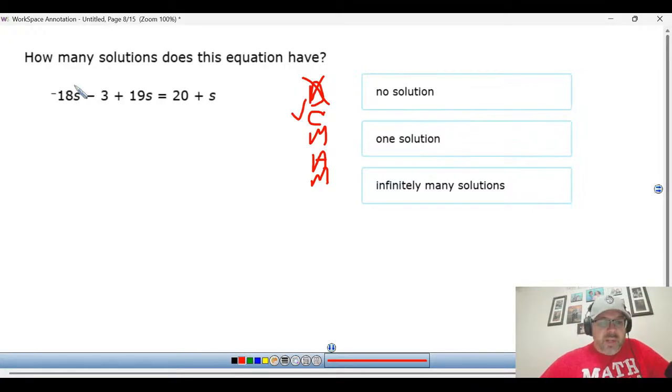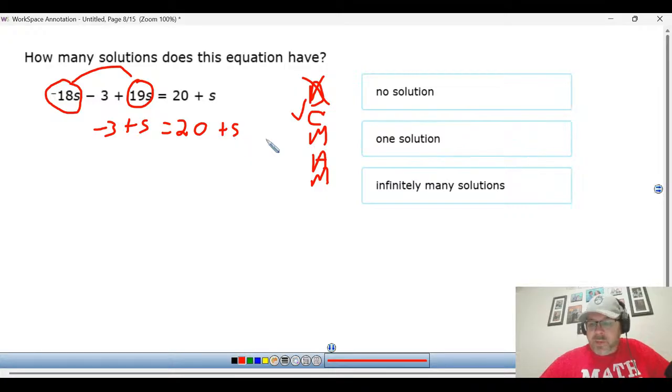I have a negative 18s. I have a positive 19s. So if I combine those terms, means add them together, I end up with just one s. So I have negative 3 plus 1s equals 20 plus 1s. All right, so here's the cool thing. At this point, you're going to see these two s's, right? So I'm going to just highlight them real quick. I want you to see that you've got one S here and one S here.